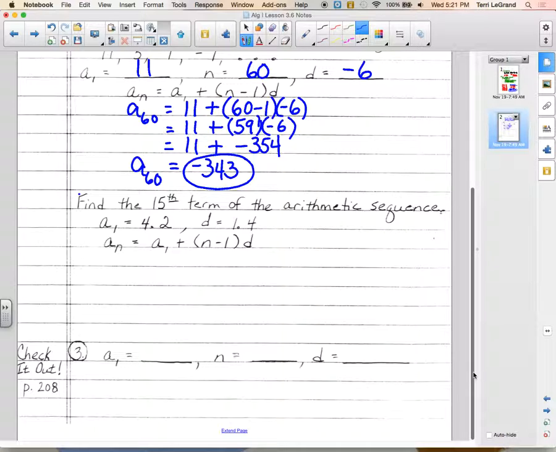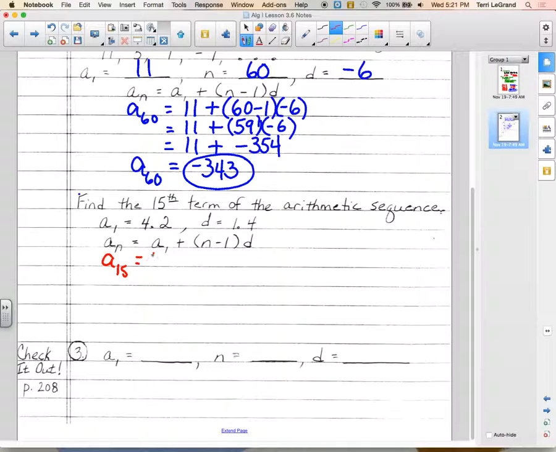Okay, let's find the 15th term of this arithmetic sequence. This time, they're telling us what the first term is. They're telling us what the common difference is. We don't have to see the sequence, actually. We could make a sequence from this, but let's just use our model. We're looking for the 15th term. So, we are a sub 15.